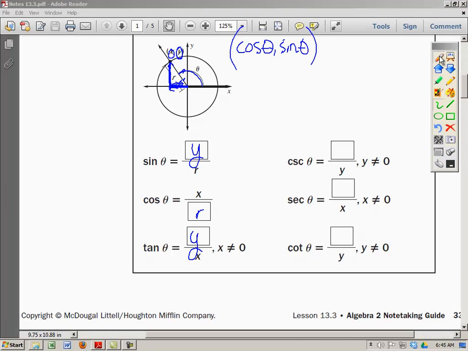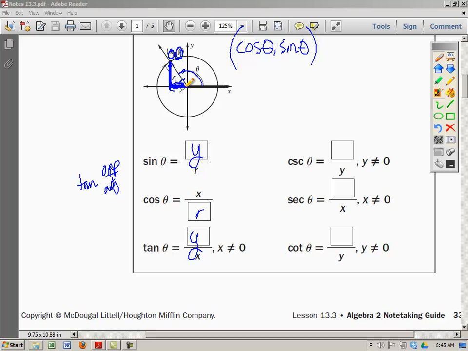Now, the tangent ratio ends up being y over x, and it has something to do with opposite over adjacent. Again, if I was looking at this angle theta prime here, the opposite side would be the height, which would be y, and the adjacent side would be x. Remember that tangent is opposite over adjacent. So in relation to this reference angle, tangent would be opposite over adjacent, which in this case is y over x.